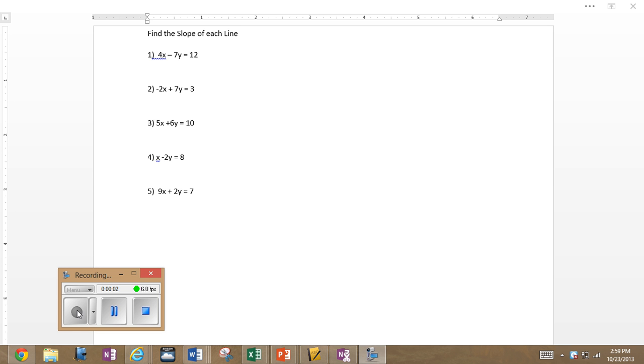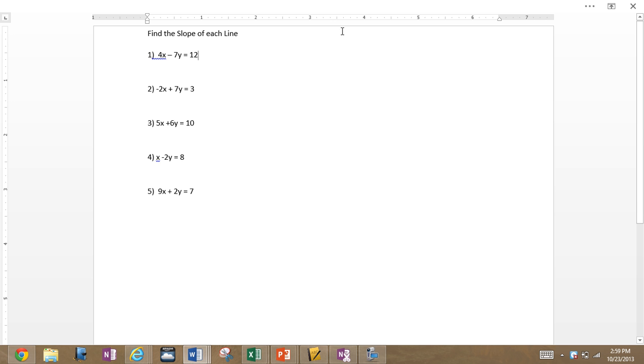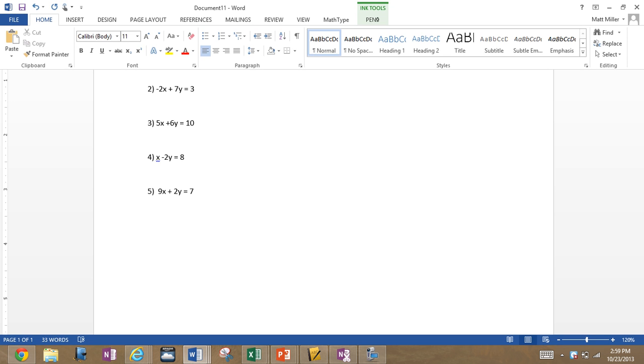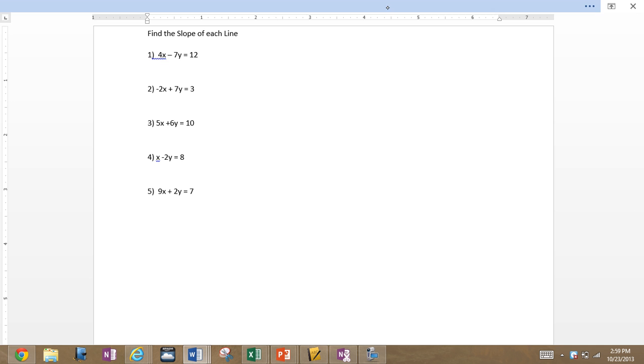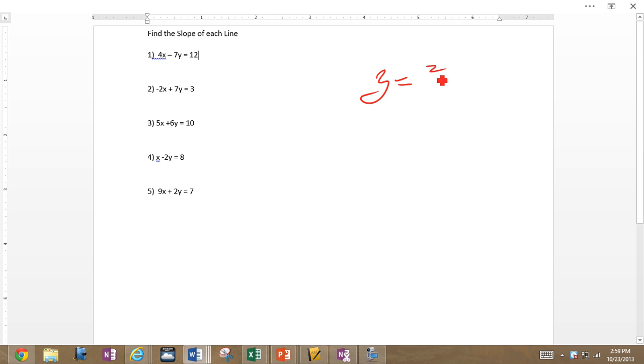Let's look at how we can find the slope of a line when it is in standard form. A couple things that you obviously should know: if the line is in slope-intercept form, 2/3 x plus 2, then there's the slope right there. M is equal to 2/3, right? Now, do we have to change the equation in order to find the slope?